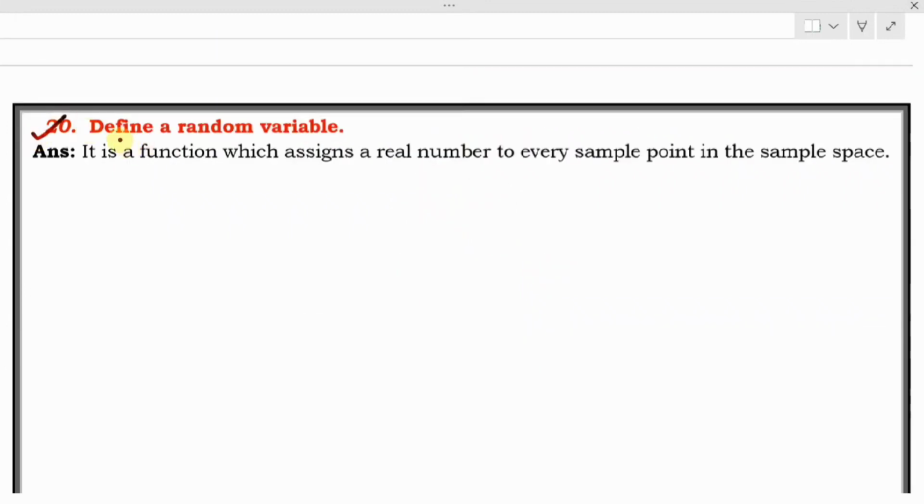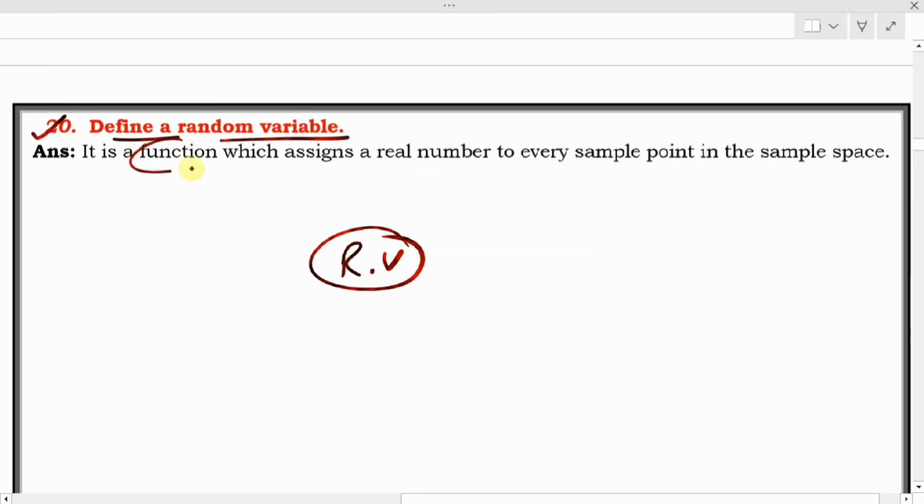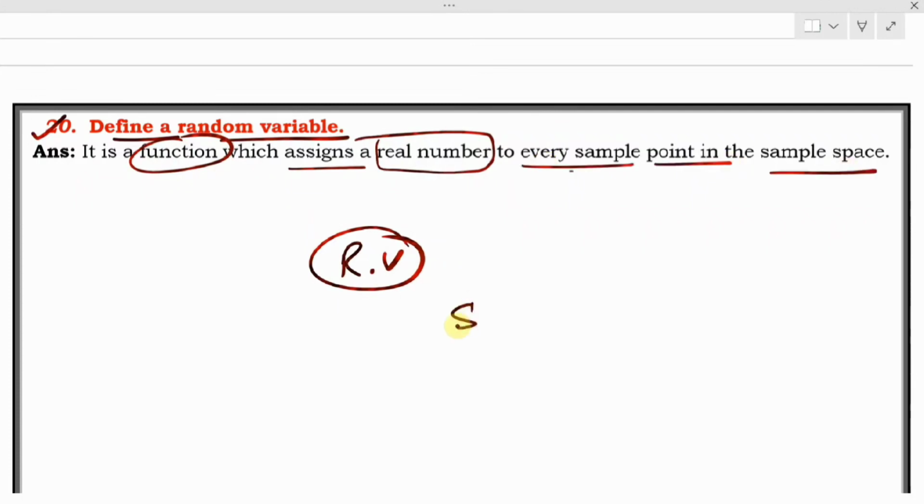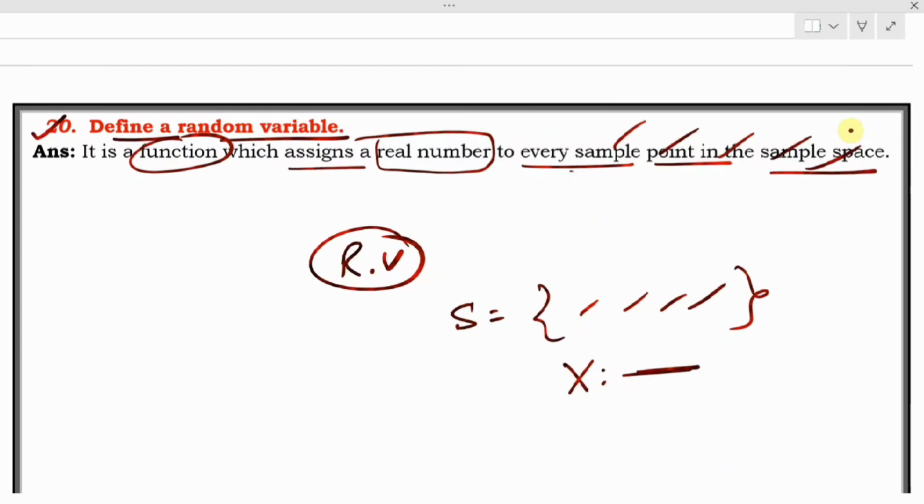Next question, question number 20, define a random variable. This is again a random variable chapter question. We know the definition of random variable, that it's a function which assigns a real number to every sample point in a sample space. Sample space will be there as all possible outcomes. For all these outcomes, a real number will be assigned based on what we define as random variable. So it is a function which assigns real number to every sample point in the sample space. If you write this much, you're going to get 1 mark.